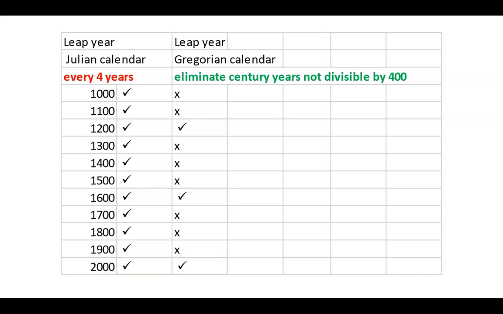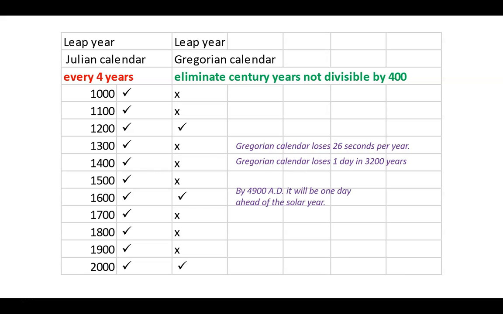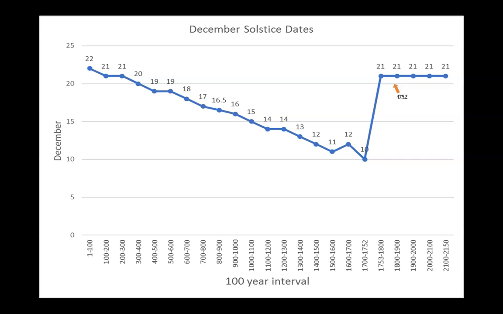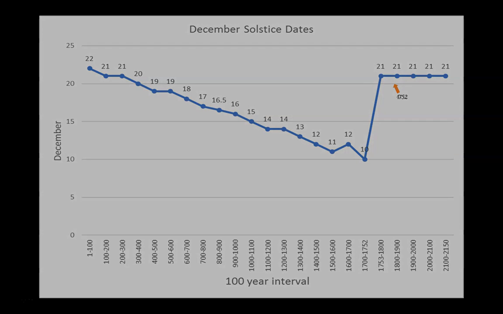However, the Gregorian calendar is not perfect. It loses 26 seconds per year, another source says 27 seconds, which translates into 1 day every roughly 3,200 years. This will be of no concern to us until about the year 4900, at which time the Gregorian calendar will be 1 day ahead of the solar year. I wonder if humans will still be here. Finally, here is the December solstice dates following a very similar pattern to the June solstices. This ends my exploration into changes in the solstice dates.